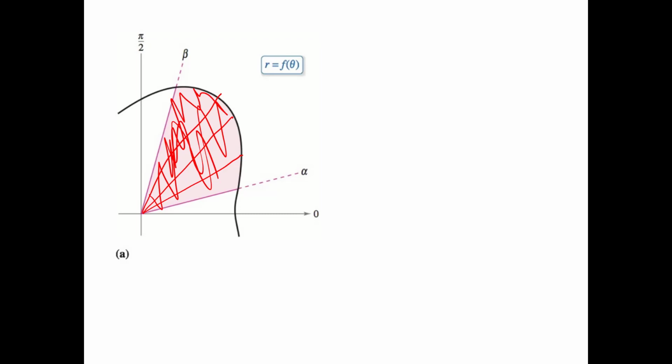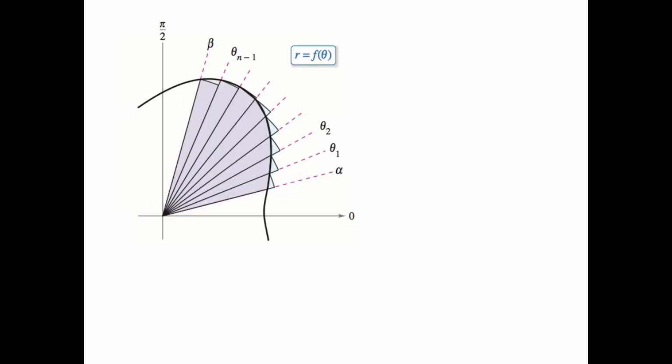Our approach is going to be similar to what we did when finding the area under a curve by using rectangles, except now we're going to be using sectors, little wedges. We're going to divide up our interval from alpha to beta into n little wedges, and that measure right there will be delta theta. That measure right there will be delta theta, and so on and so forth, right?